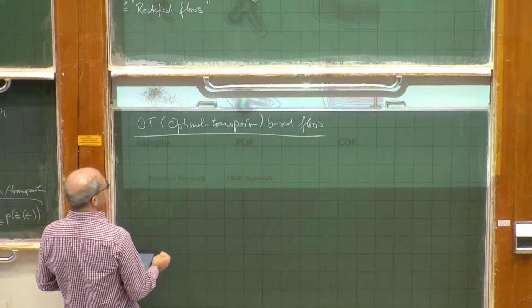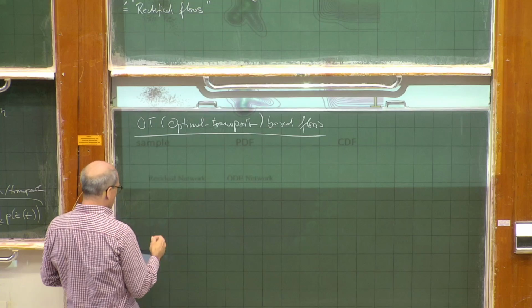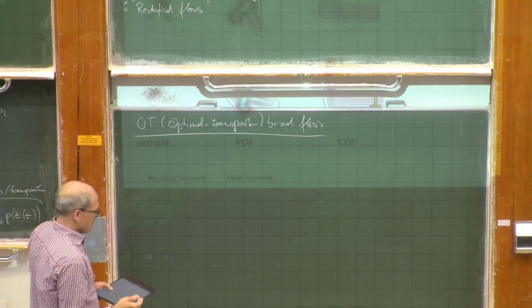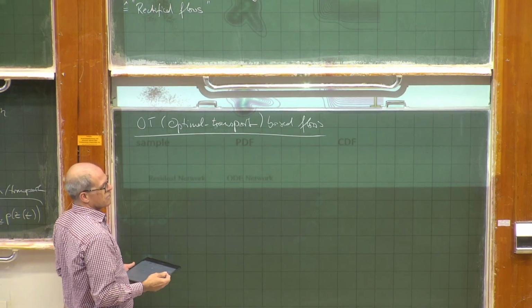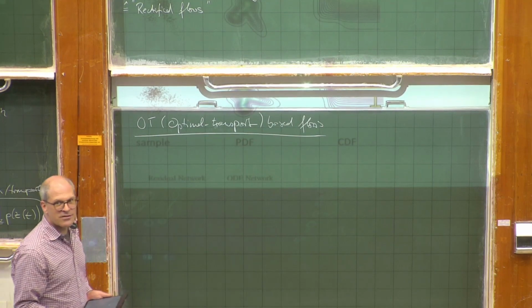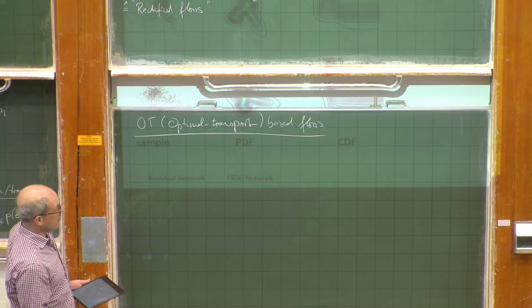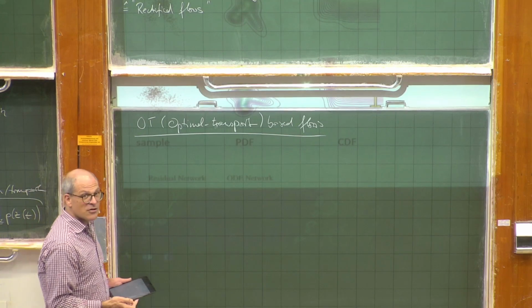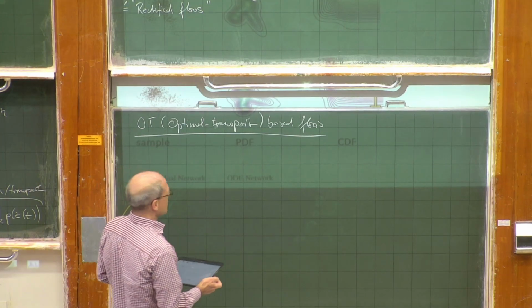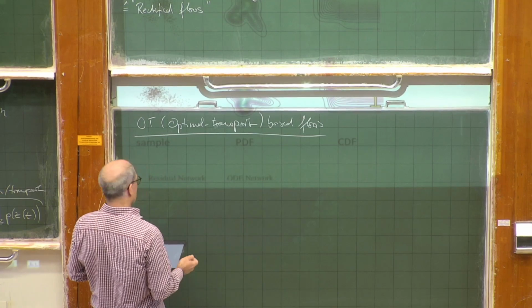Now, if we want to use optimal transport, we need to pick a cost function. And the most typical cost functions are the Euclidean distance for the transport of probability mass, or the squared Euclidean distance. And in particular, the squared Euclidean distance is the most popular one.